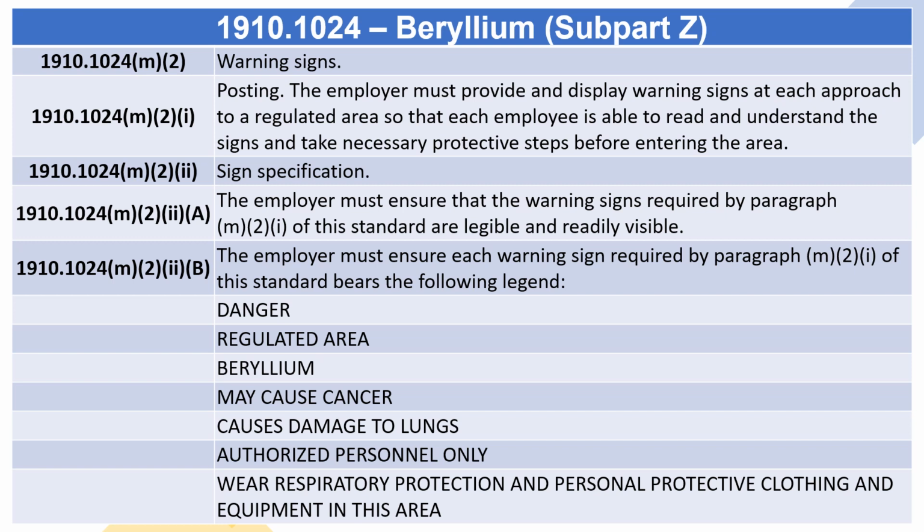1910.1024 M2 ii Sign specification. M2 ii A: The employer must ensure that the warning signs required by paragraph M2 i of this standard are legible and readily visible. M2 ii B: The employer must ensure each warning sign required by paragraph M2 i of this standard bears the following legend: danger, regulated area, beryllium, may cause cancer, causes damage to lungs, authorized personnel only. Wear respiratory protection and personal protective clothing and equipment in this area.